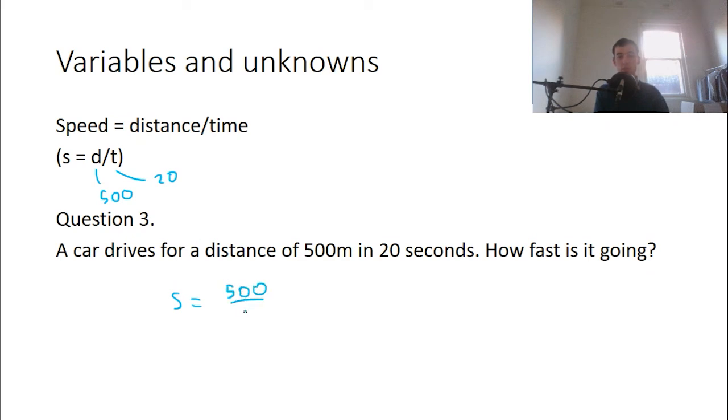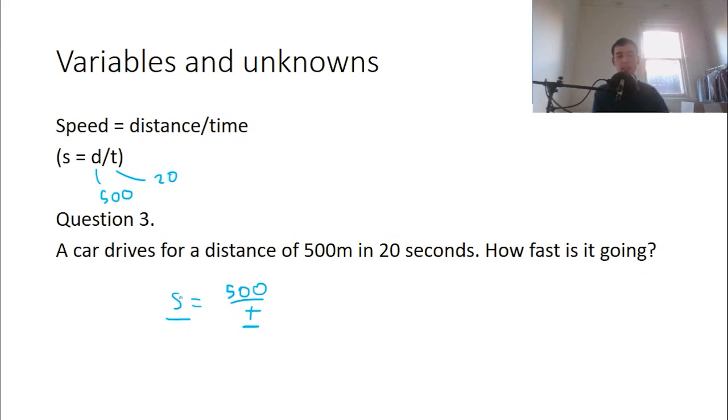Instead of writing T, we'll write 20. And now this is an unknown instead of a variable, because it's the only one in the equation that we don't know. If I change this to T, suddenly S and T are both called variables because they can change depending on what the other one is.